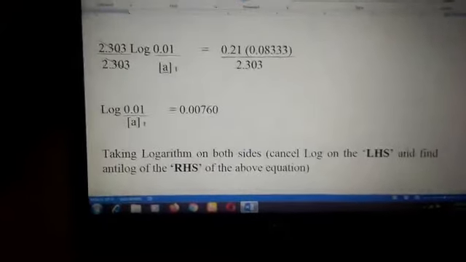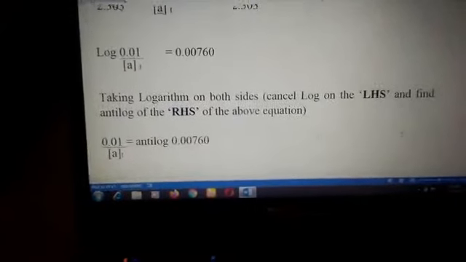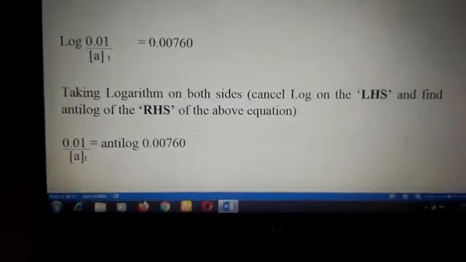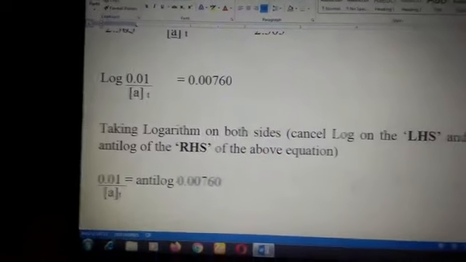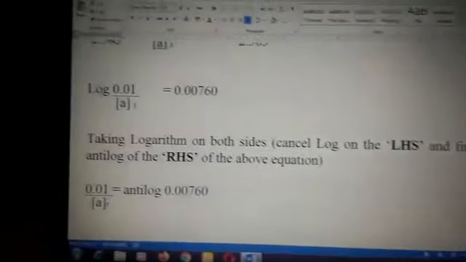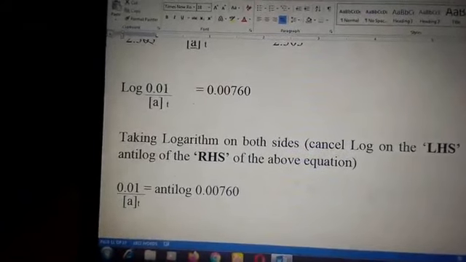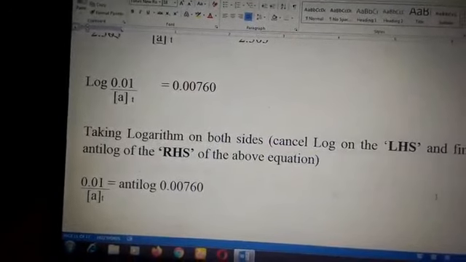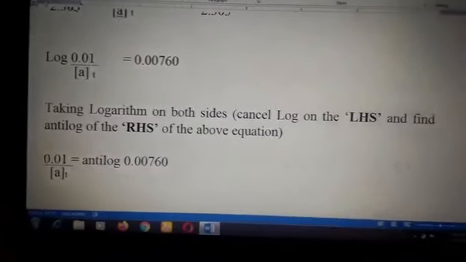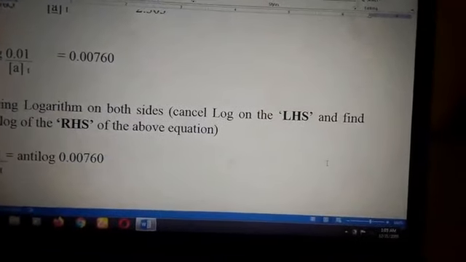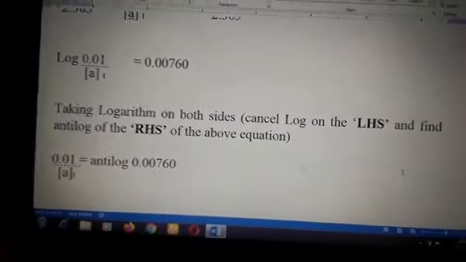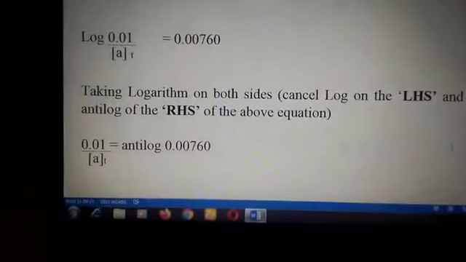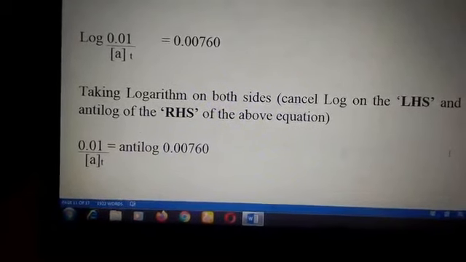0.00760. So having done that, we want to remove the log. How do we remove the log? We take logarithm on both sides of this equation. How to do that: you just cancel the log on the left hand side, and find the anti-log of the right hand side. So taking logarithm on both sides, cancel the log on the left hand side, and find the anti-log of the right hand side of the above equation. So when you cancel the log on the left hand side, you're left with 0.01 over A_T.